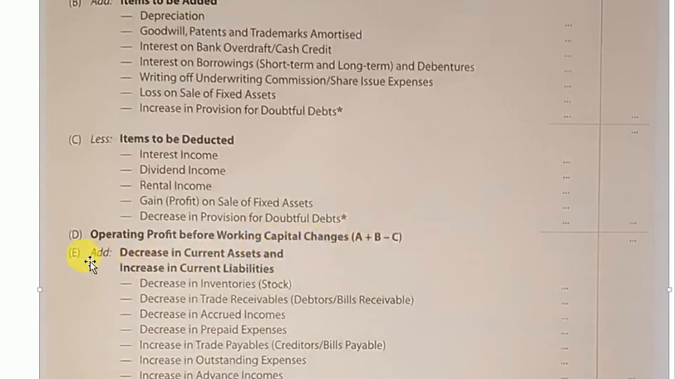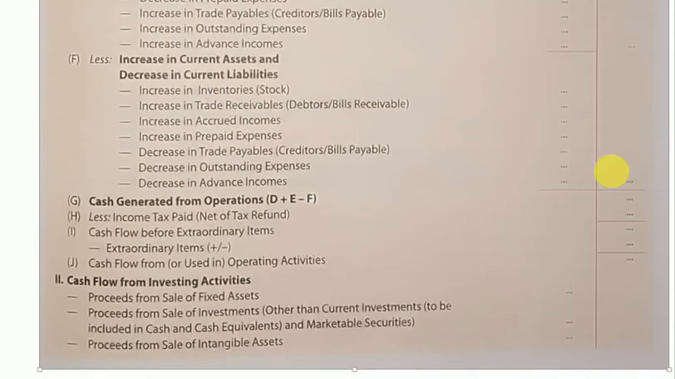Then you should write down this, add increase in current liability, decrease in current assets. Then next you should write down cash generated from operation, sorry, you should write down subtract increase in current assets and decrease in current liabilities. Then cash generated from operations less income tax, and finally cash flow or use from operating activity, which is your first activity final answer. Then you move with Roman 2, cash flow from investing activities.